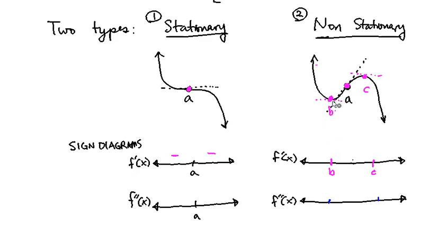Let's now create the sign diagram here. Here it's decreasing, so we would expect that to be negative. It's increasing on this interval, and on this interval it's decreasing again, right? Let's take a look at the double prime, f double prime of x. What's happening?